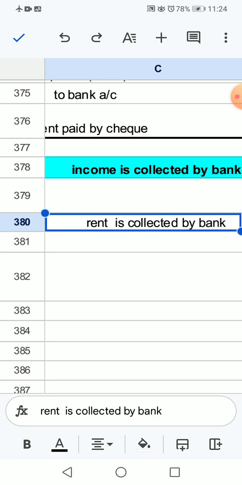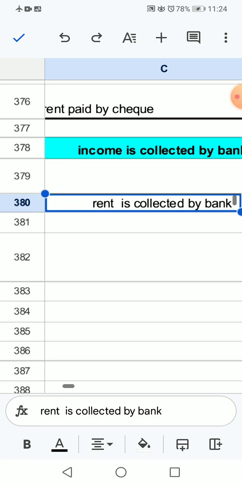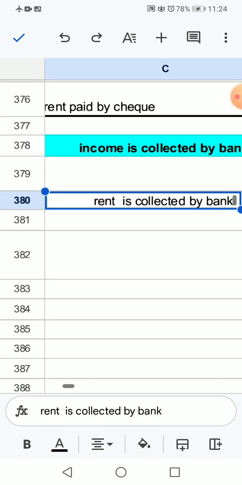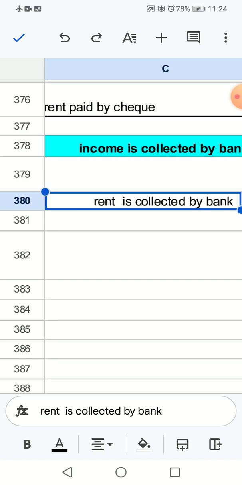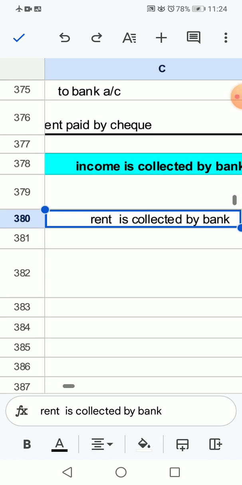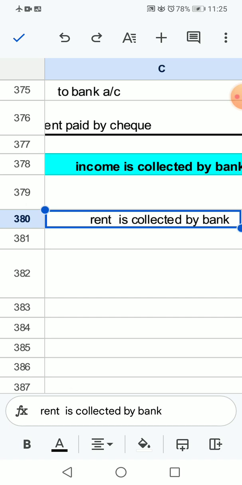In the normal case, you were supposed to go to the house which you have given on rent, ask your tenant to pay the amount, and directly receive the cash. Instead of receiving cash directly from your tenant, you have arranged with your bank that the bank will go to your tenant and receive the amount from your tenant. So the example is rent is collected by bank. You have ordered your bank to collect your incomes.